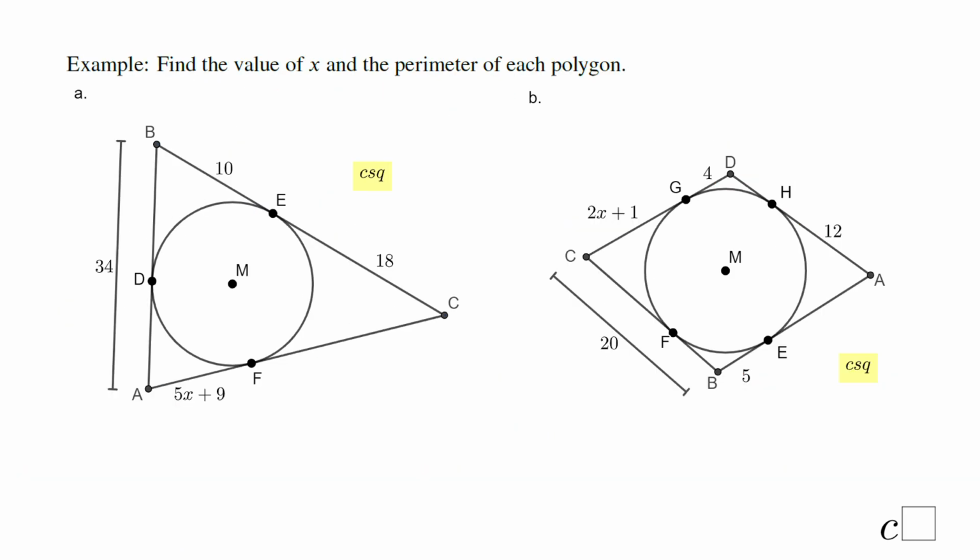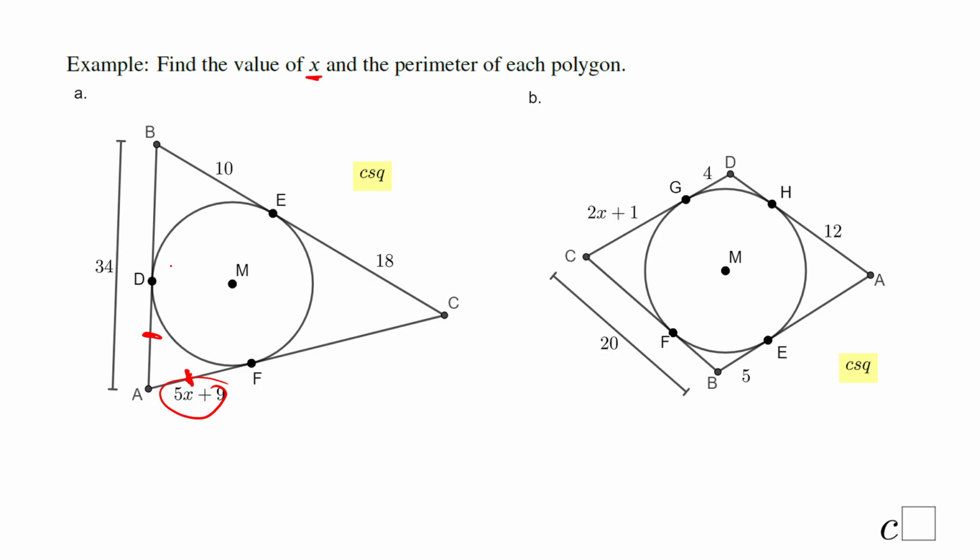The next example, very similar, however a little bit different. We notice we have two circumscribed polygons, or if you want to call it, two inscribed circles on A and B. Let's take a look. We need to find the value of x first, and you notice x is right here, which represents the length of segment AF, which is congruent to the length of segment AD.